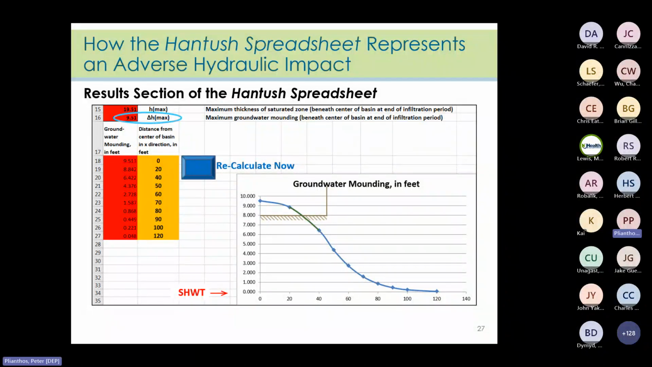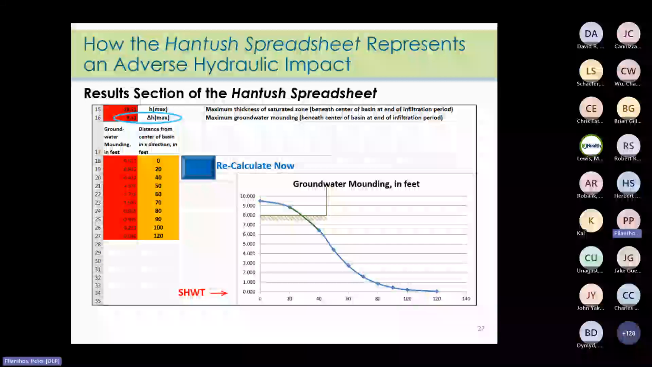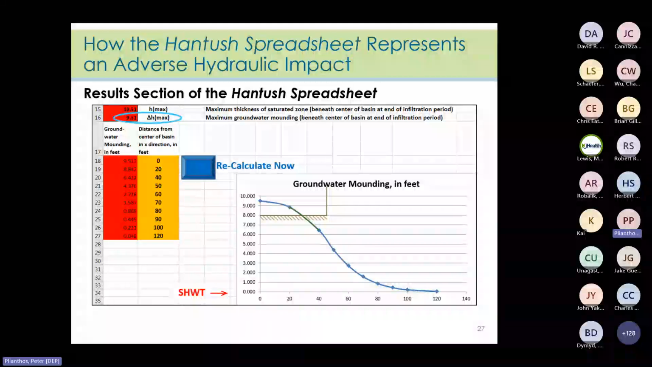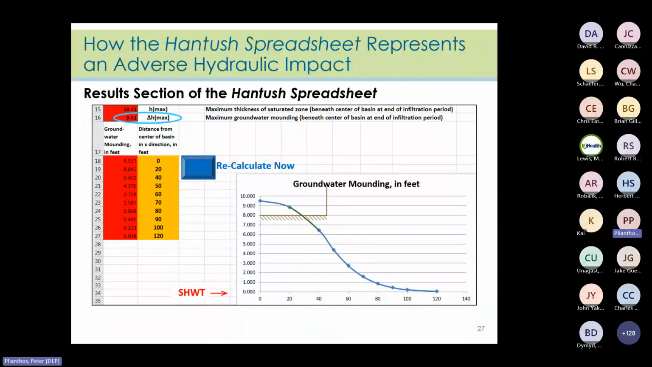Next, we would click Recalculate and check the result to see if delta H max is now less than the distance between the seasonal high water table and the bottom of the BMP. You might try this one more time with T a bit longer, as long as the value for R is proportionally reduced. If that doesn't work, you're going to check Chapter 13 for an example of changing the dimensions of the infiltration area.